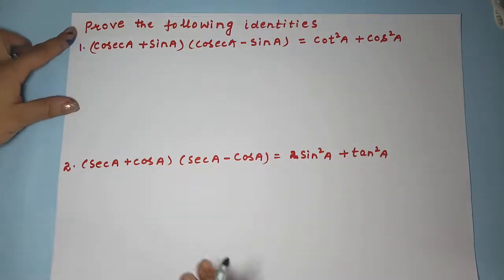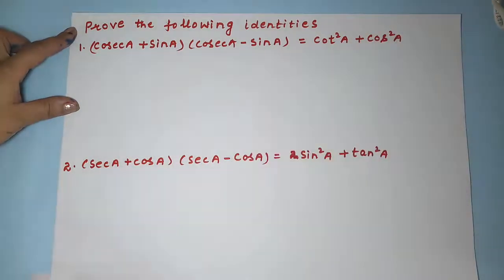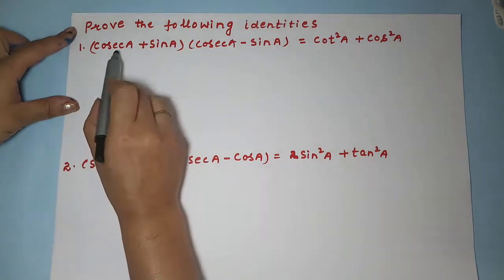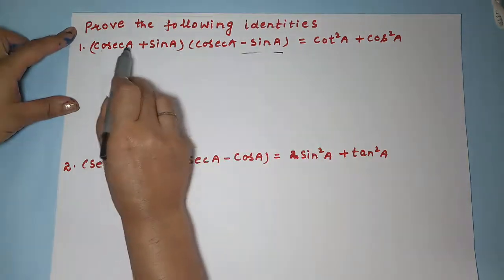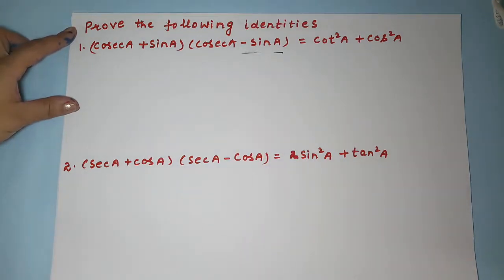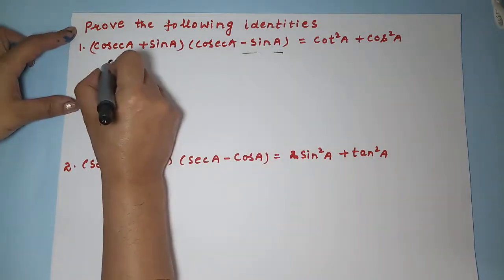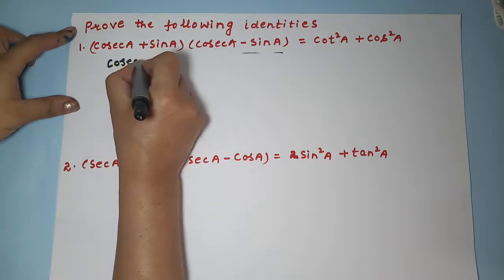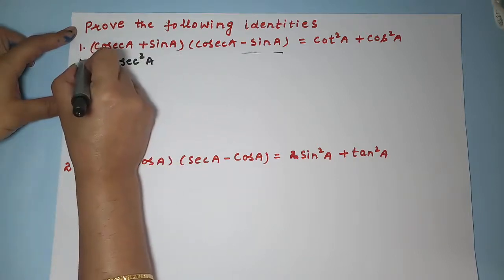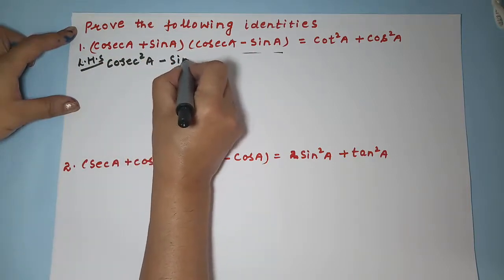Now, for example, I have to prove that (cosec A plus sin A) into (cosec A minus sin A) is this. At the first instant, I know I have to convert everything into sine and cos. But if I look at this, isn't it (A plus B) into (A minus B)? Let me apply that first and then I can convert it into sine and cos. So (A plus B)(A minus B) is cosec square A. This is my left hand side which I am solving. Cosec square A minus sine square A.